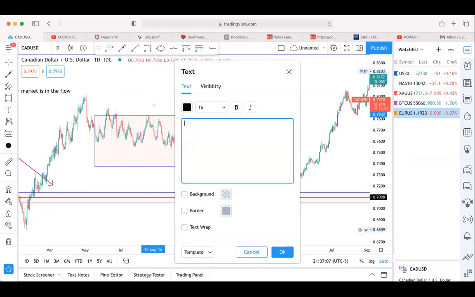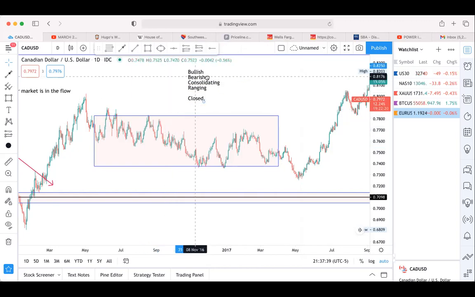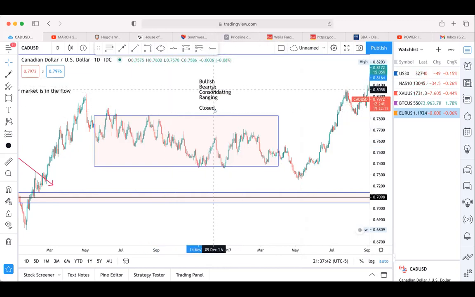Remember, how many kinds of markets I told you guys we have? It's either bullish, or it's what? Bearish. It's consolidating or ranging. These are the 4 things that market will do. The last thing is what? Closed. Yeah, these are the 4 things the market can do. It's either bullish, bearish, consolidating, or ranging. If it's not doing any of this, market is closed for that day.